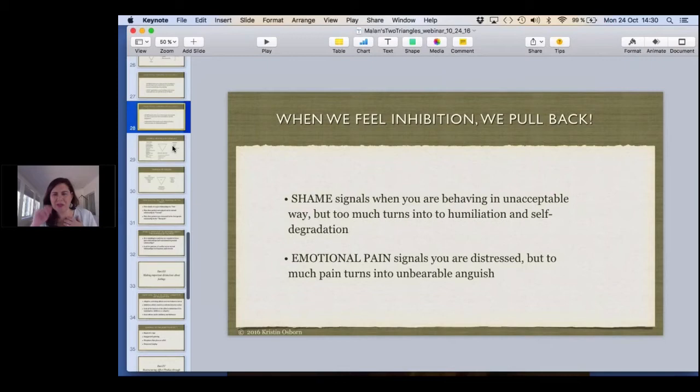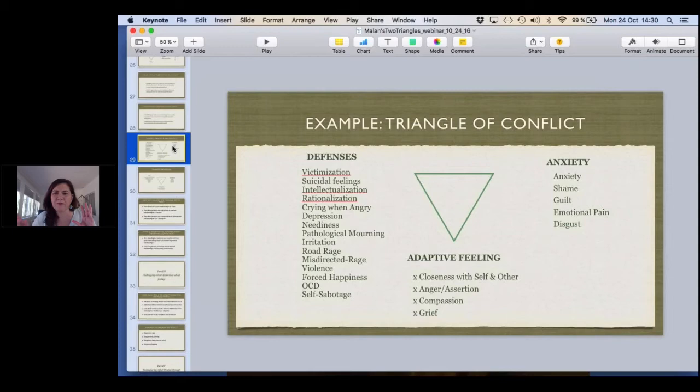So just to get a sense of what the triangle of conflict looks like when it's done, over at defenses, you have all these different defenses: suicidal feelings, crying when angry, depression, pathological mourning. I see that a lot in my office, misdirected rage. When you're working on it, some of us use pieces of paper with the triangle, some of us just imagine the triangle in our mind. But sometimes the best thing you can do is look at your triangles, because your triangles can signal to you what needs to be done.